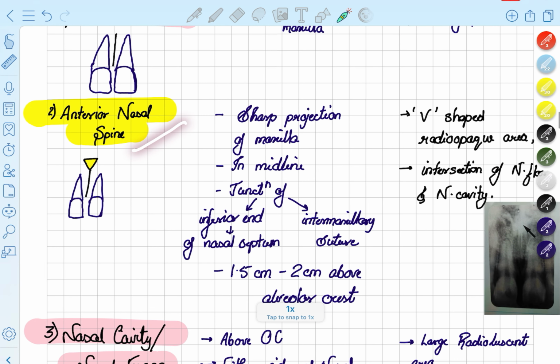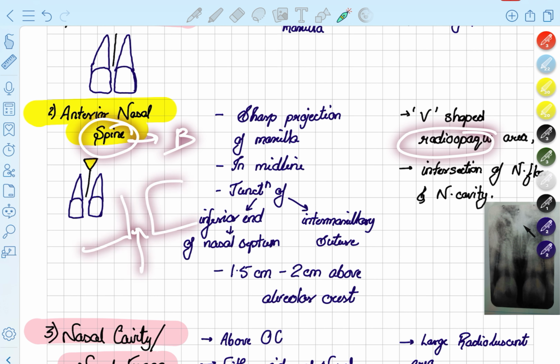This is the anterior nasal spine. Anterior nasal spine is nothing but the continuation of intermaxillary suture. So how will it appear? It will appear as radio-opaque because it is a spine. It is a part of bone. The suture was the part between the two bones. This was the suture and this is the continuation of bone. So how will it appear? It will appear as a radio-opaque structure.